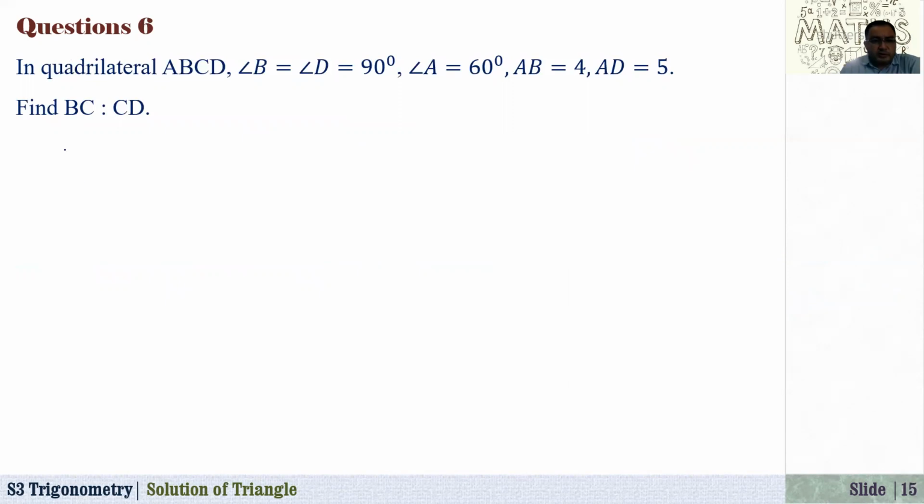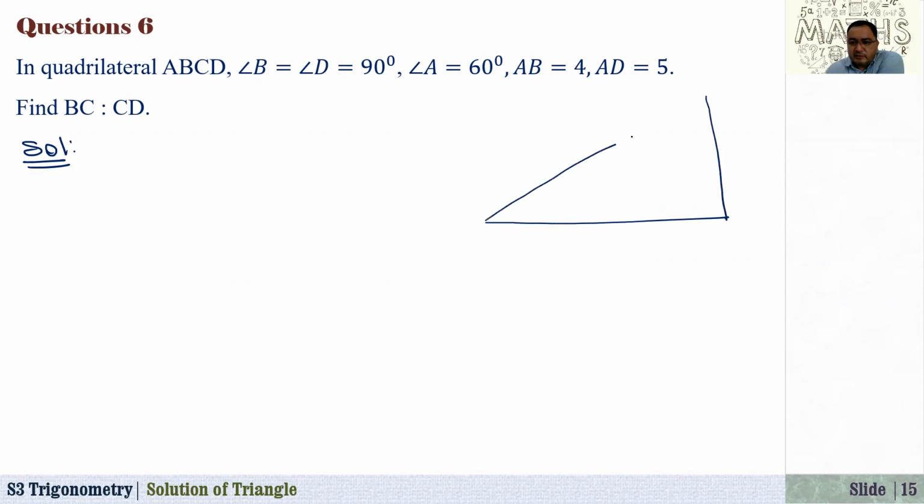Okay, let's have one more question and finish today's class. In quadrilateral ABCD, angle B is equal to angle D, and that's equal to 90 degrees. Angle A is equal to 60, AB equals 4, AD equals 5. Find the ratio of BC to CD. And again, just to draw this nicely, let me draw my right angle triangle because it says 90 degrees, right? So it's a part of this quadrilateral.